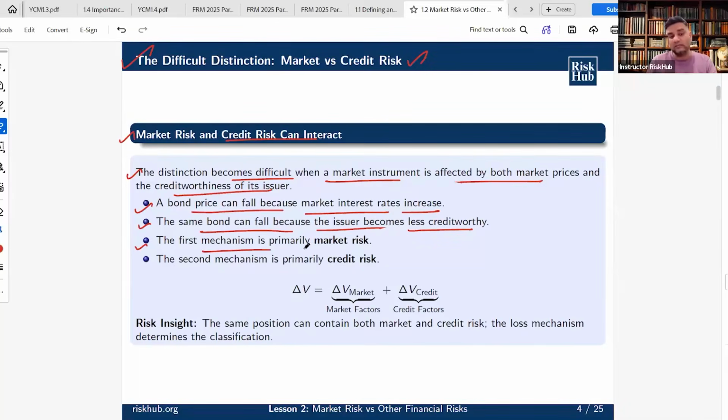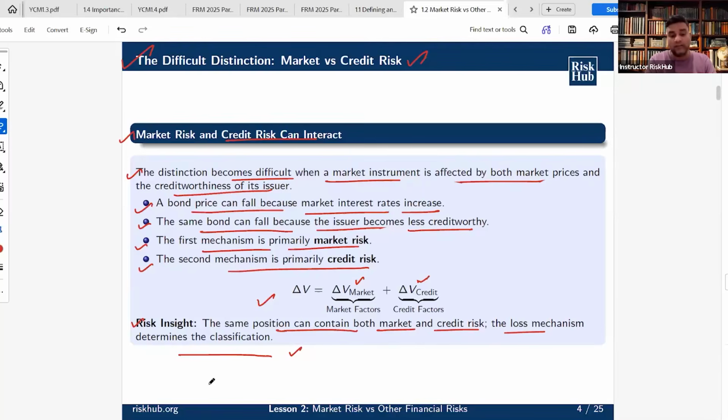The first mechanism is primarily market risk. The second mechanism is primarily credit risk. Delta V is delta V of market, delta V of credit. Risk inside the same position can contain both market and credit risk. The loss mechanism determines the classification. So the slide covers the case where one instrument carries both risks.